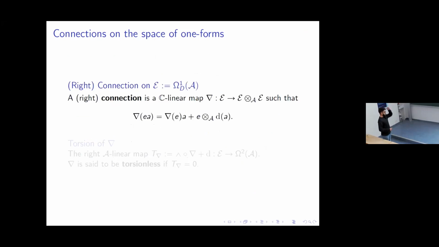So we will always be dealing with a right connection over here. A right connection is a C-linear map from E, the space of one forms, to the space of one forms tensor one forms, and which satisfies the right Leibniz property. Given a connection, we can define the torsion of a connection, which is a right A-linear map T nabla, defined as follows: wedge composed nabla plus T. Its domain is omega 1 and it takes values in omega 2 A. And we say that nabla is torsionless if T nabla equals 0.